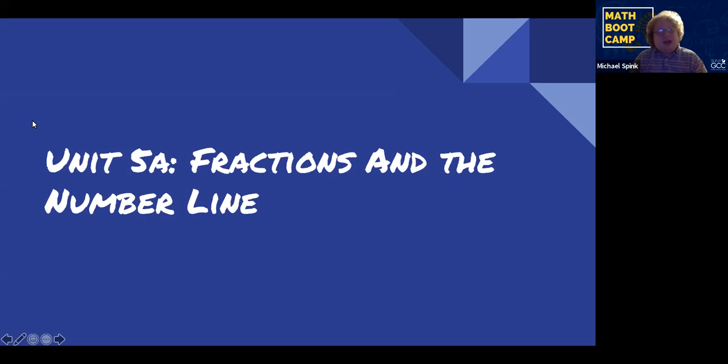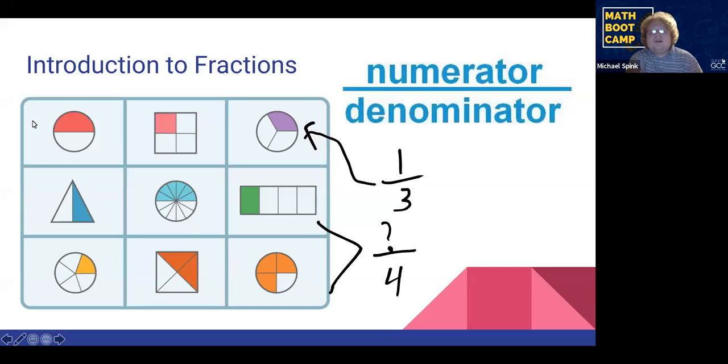Hello, and welcome to Boot Camp Unit 5A, Fractions and the Number Line. We're going to be breaking things up into a whole bunch of different pieces and figuring out how many pieces we have. Fractions have two big names, the numerator and the denominator.